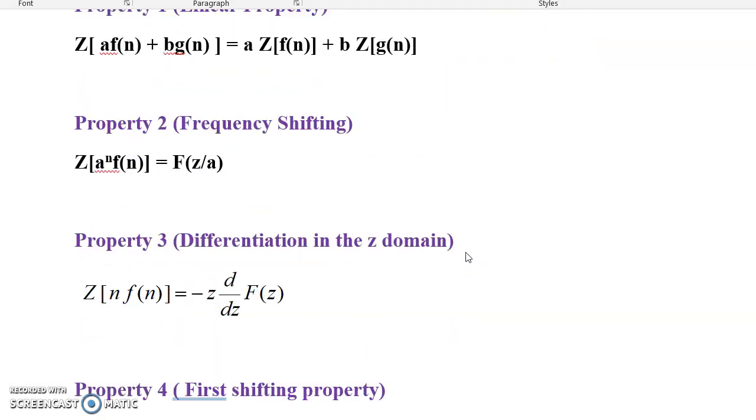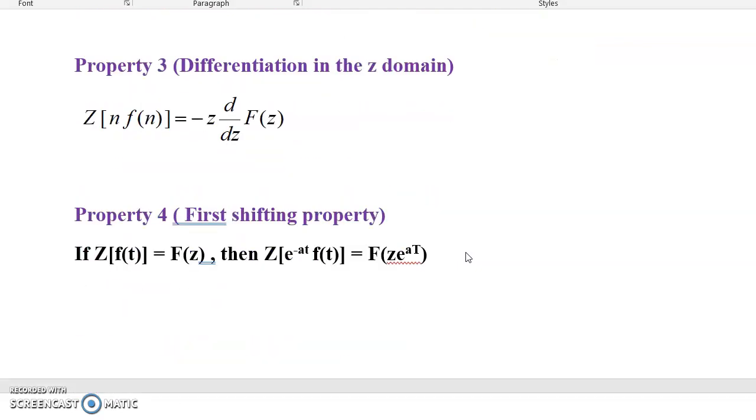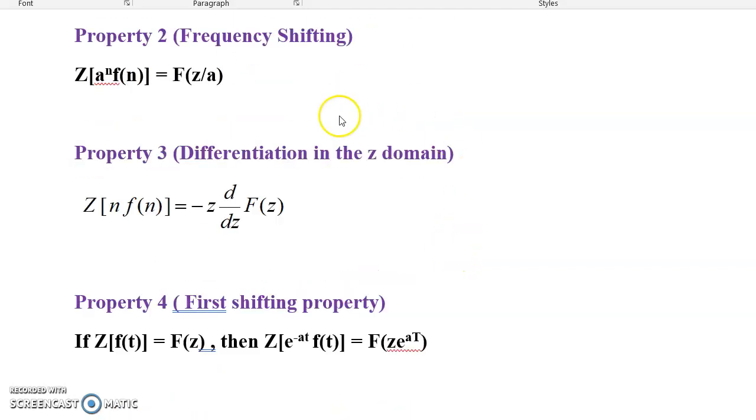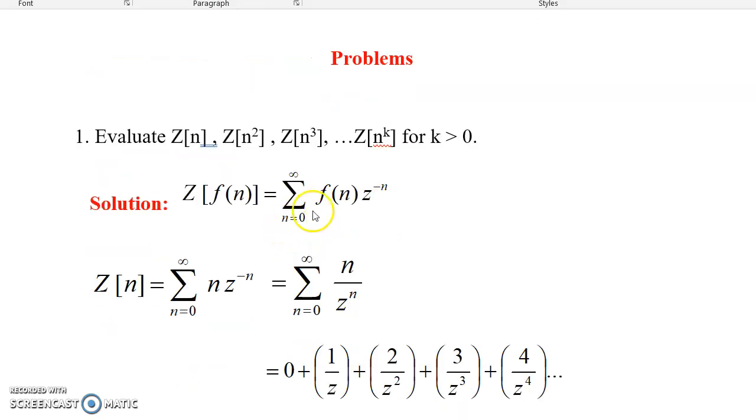So having these basic properties of Z transforms, we are going to do problems for some specific functions wherein we will be using one of these properties. So let us see how to do that. The first problem, evaluate Z transform of n squared, n cube and so on, and similarly for some positive power of n, that is for n power k. So first let us see how to evaluate the Z transform of n, the Z transform of an integer n.